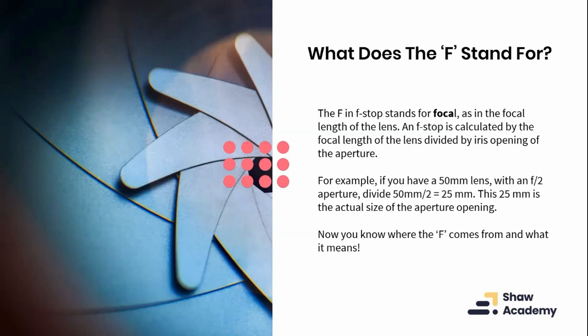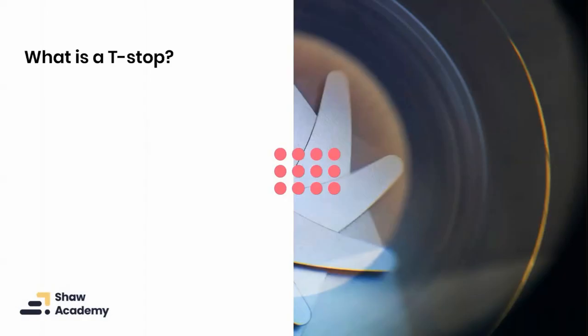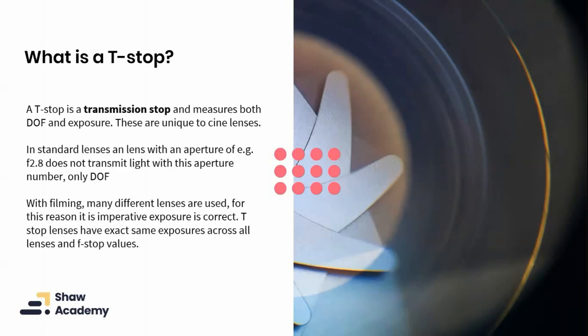Now, when we're dealing with video, we also have to take into account T-stops. If you're ever lucky enough to get into cinema and doing actual blockbuster types of movies, you're going to be working with T-stops rather than F-stops. So a T-stop is the same as an F-stop in that it measures depth of field, but it also measures exposure as well, and these are unique to cine lenses.